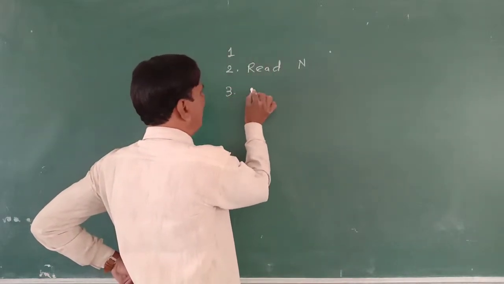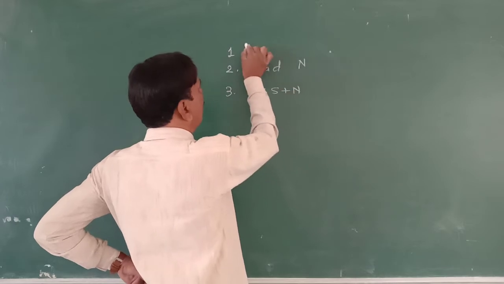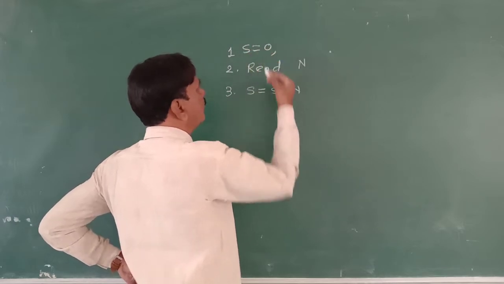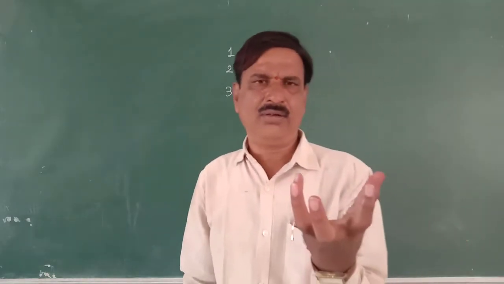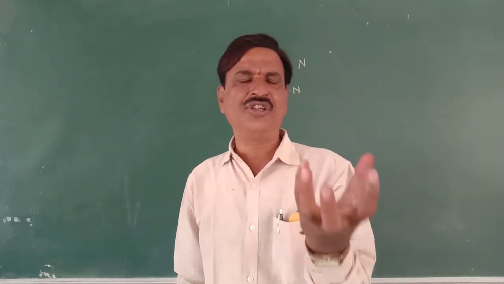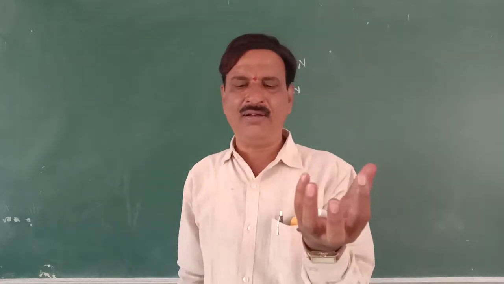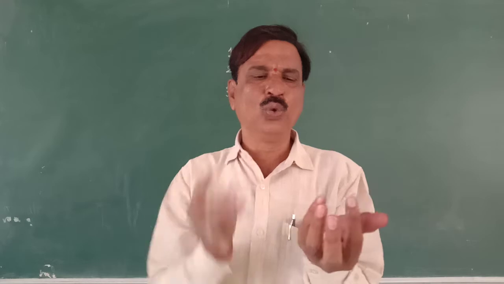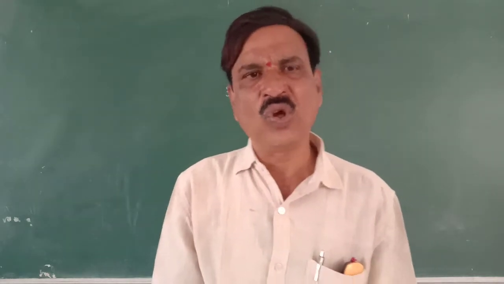So as soon as it is available in n, we will give s is equal to s plus n, where s is equal to 0. What exactly by s is equal to 0? Consider s as an empty container. First you have inputted 10, next time 2, 3. So container will have the sum. Or take the example.